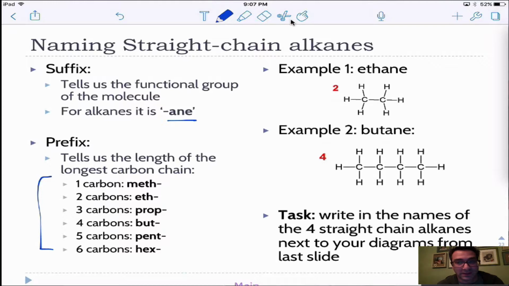If you want a fun way to remember how to get up to hex, I can tell you that one of my students from last year came up with a pretty funny way of remembering that if you don't remember them or if you have difficulty with that.